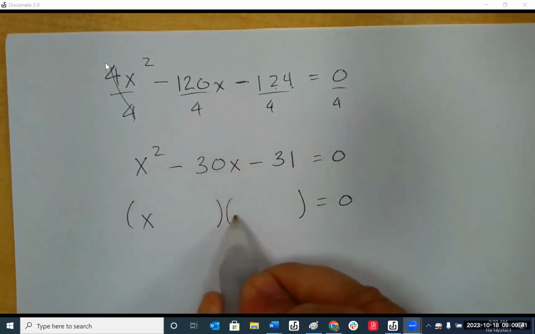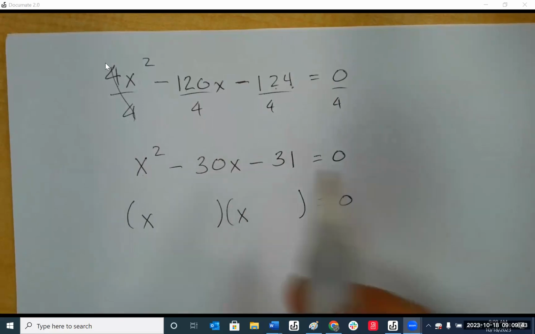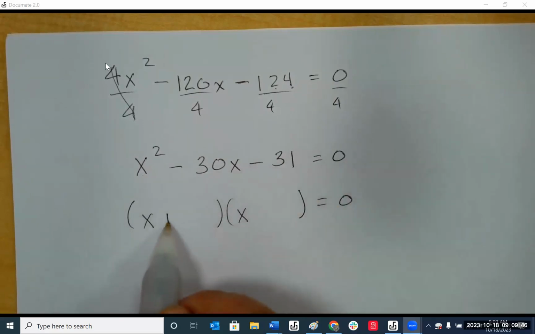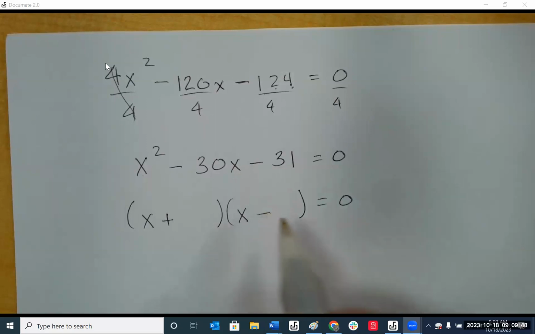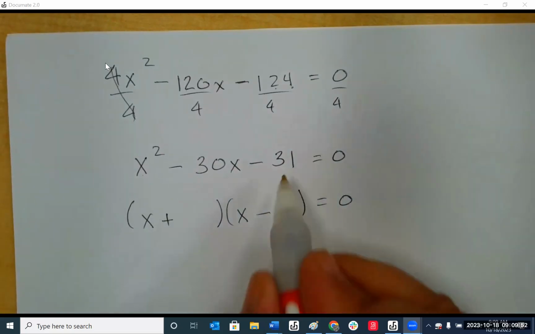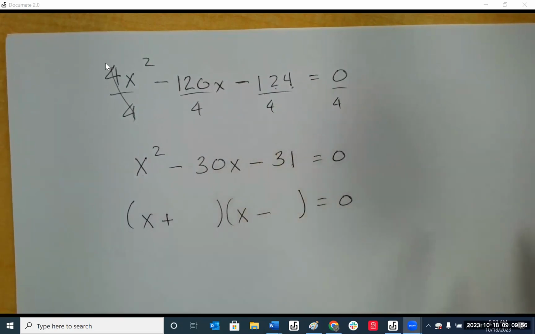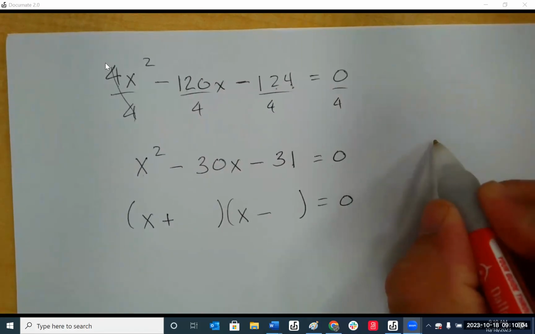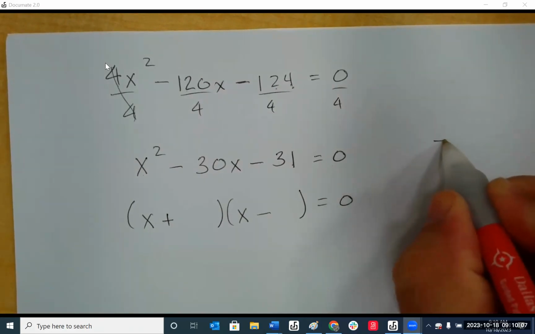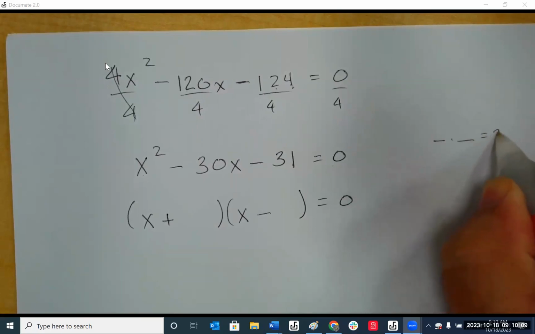We have x and x. The second sign's a minus, so they're opposite signs, and the bigger number is negative. So what times what is 31, when you subtract them, you get 30? What times what is 31?